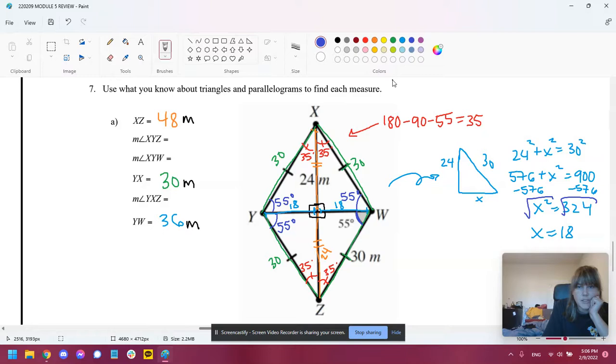All right, now let's do some angles. X, Y, Z is this angle, right? This purple angle. So what's going to happen is we're going to add these two 55s together. So 55 plus 55 is 110.